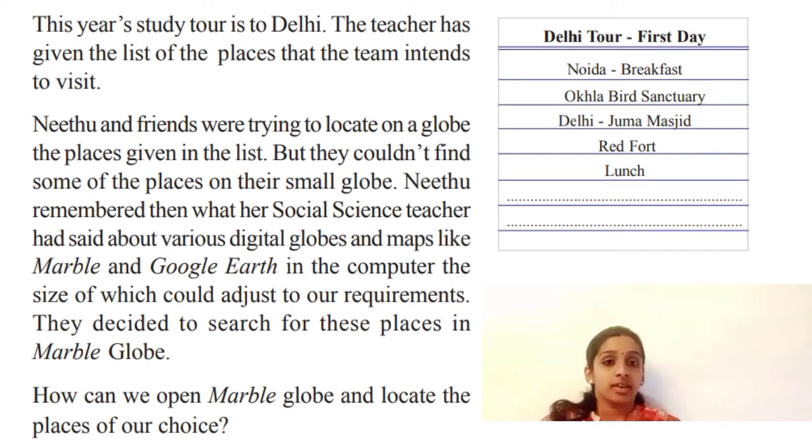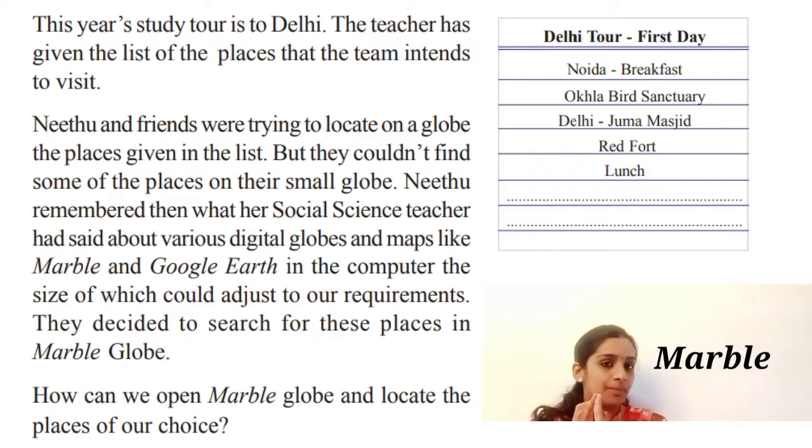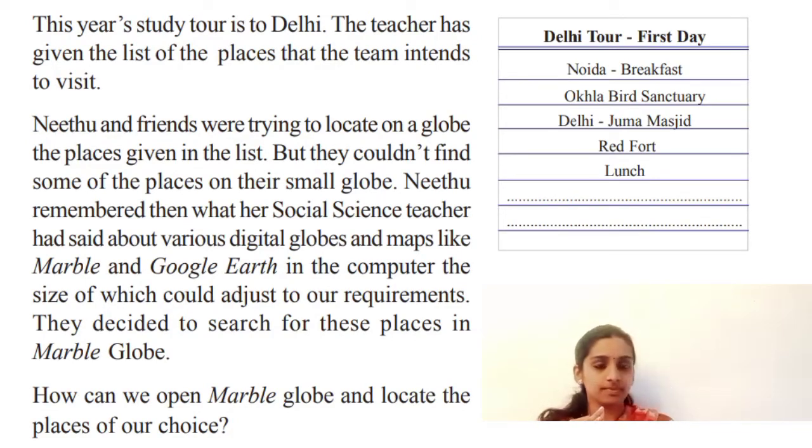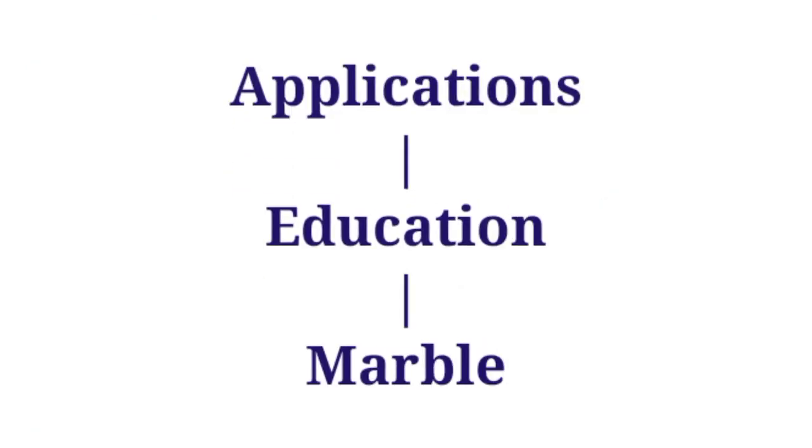In this chapter, you are going to study the names of two digital globes and maps. First one is Marble and second one is Google Earth. In this chapter, you are going to learn how to operate Marble software. Did you see that software in your computer? From where could you open that? Yes, very good. Applications, Education, then Marble. How can we open it? Applications, Education, then Marble.